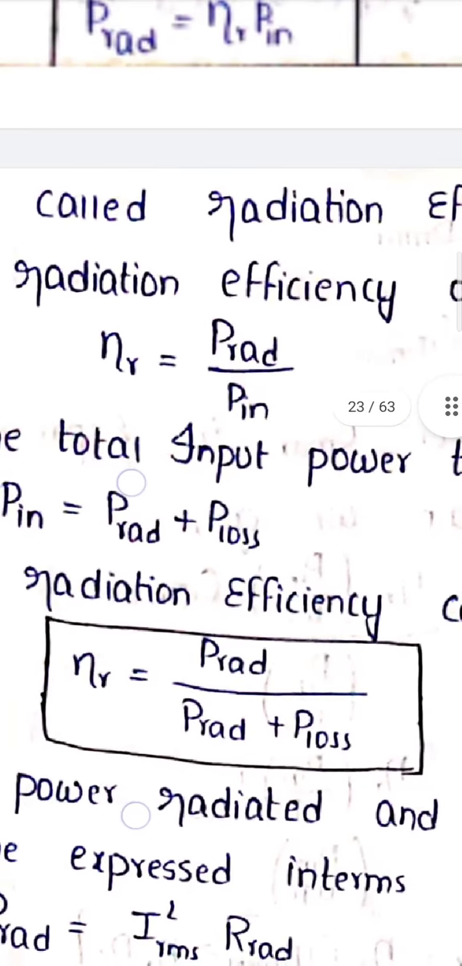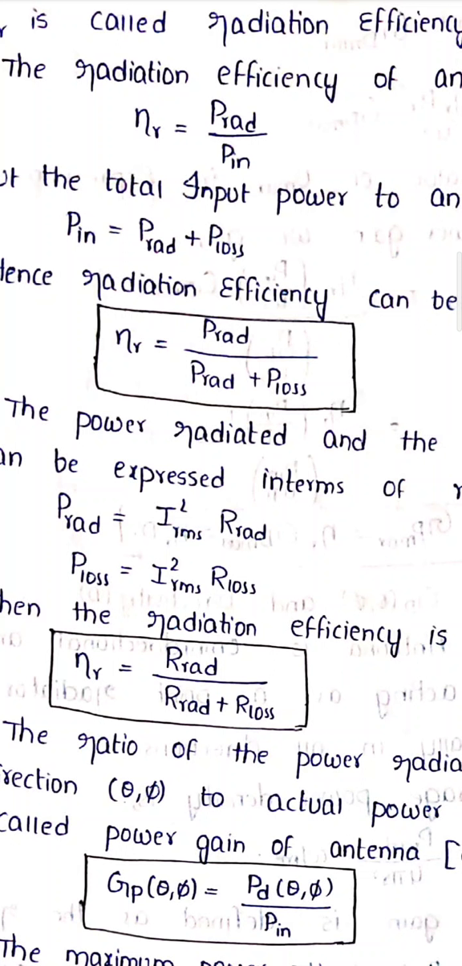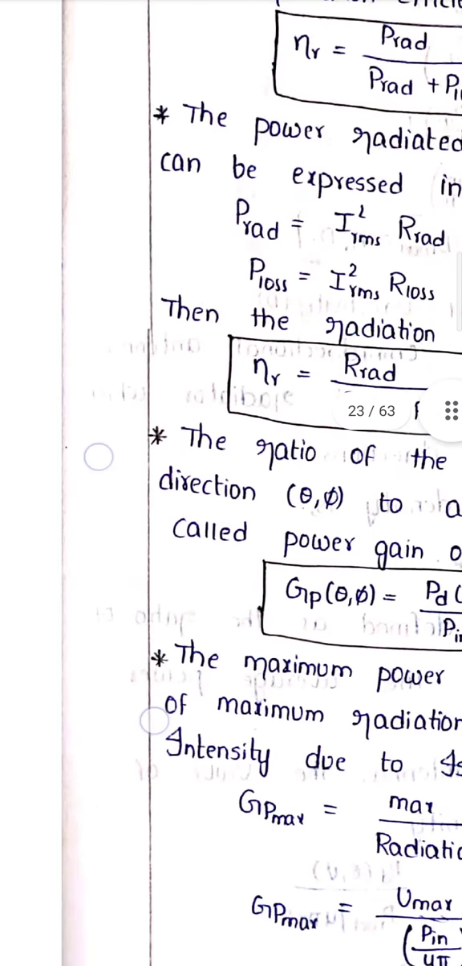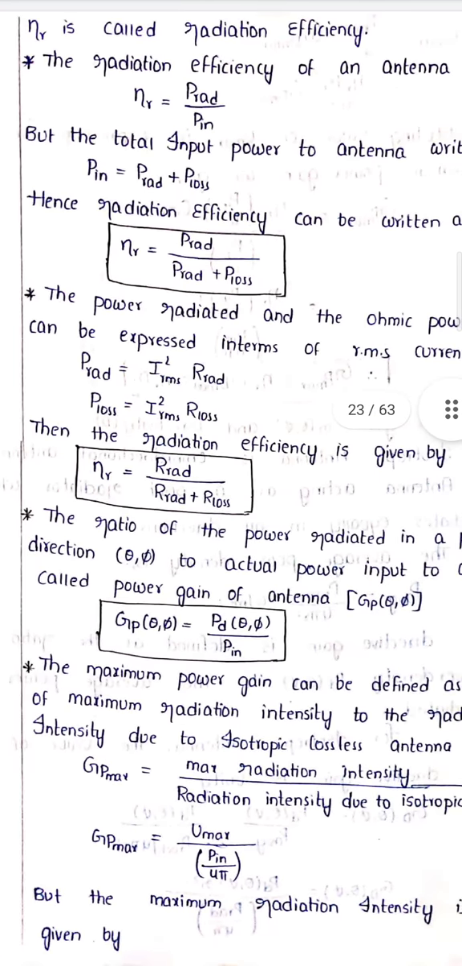When you substitute here, I RMS square will cancel out in the numerator and denominator. So you get the radiation efficiency, which is defined as the ratio of the radiation resistance to the total resistance of the antenna. Okay, now the power gain.